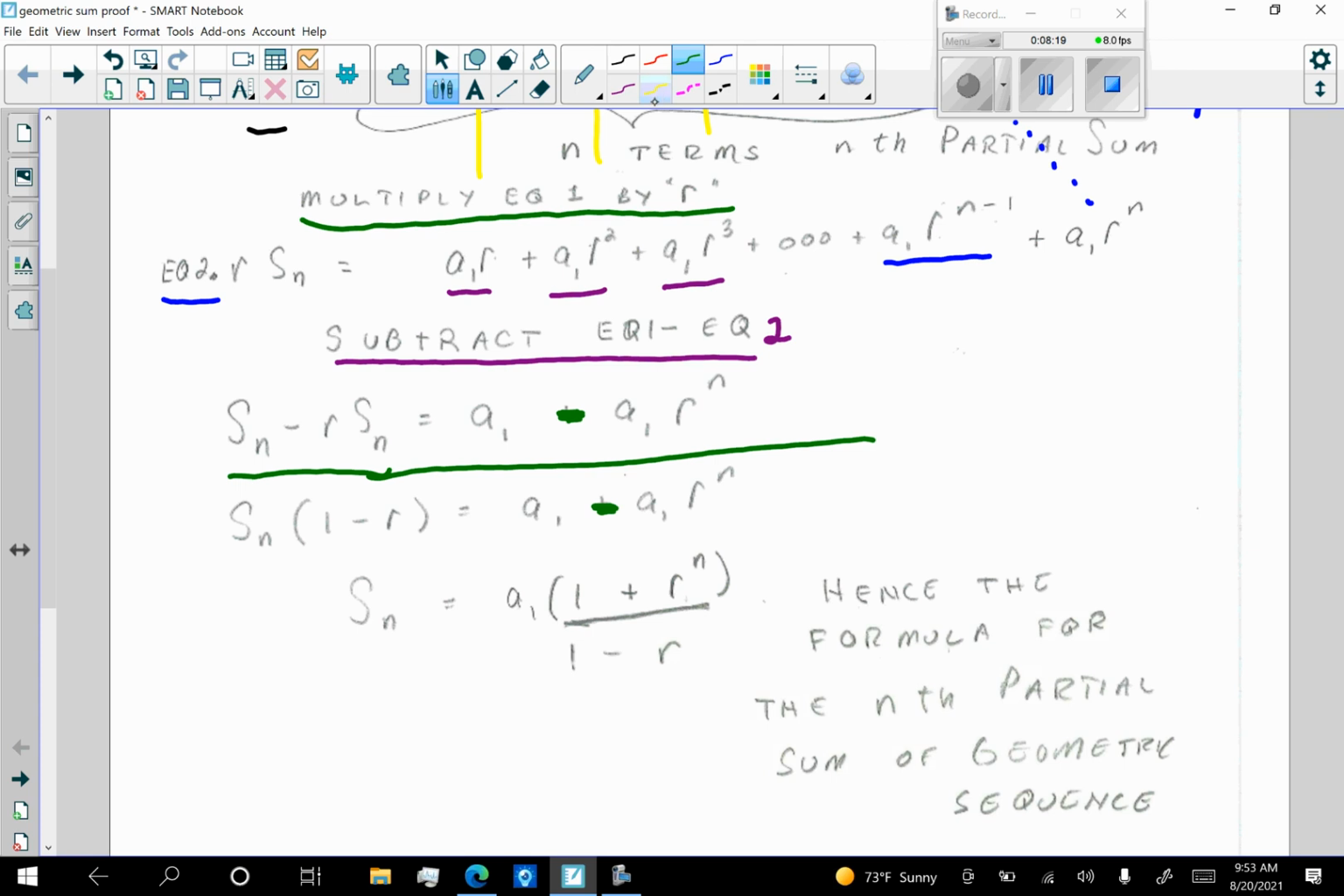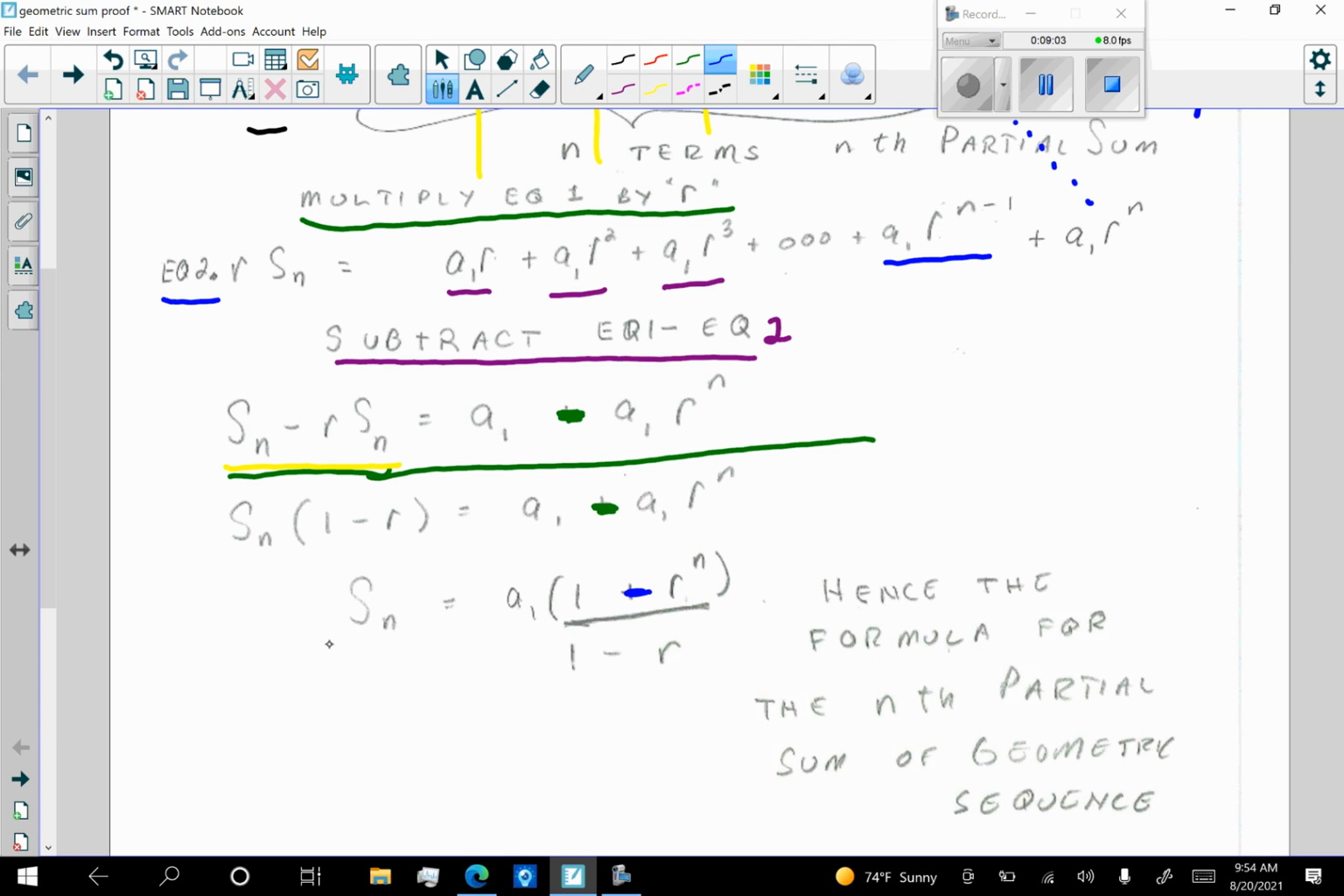So what I did here with these terms is I just factored out S sub n now, distributive property. And this is going to be S sub n times 1 minus R. Look what I'm going to do here. Well, the first thing I'm going to do, a couple things. I'm going to factor the A sub 1 out. If I factor the A sub 1 out of those terms, I'm going to get A sub 1 times quantity 1 minus R to the n. And now I'm going to divide by 1 minus R, and that gives me the formula for the nth partial sum for a geometric sequence.